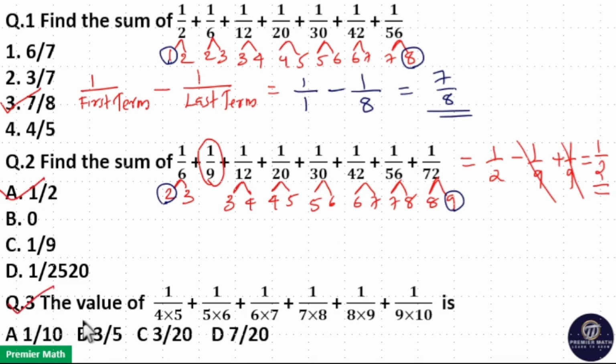In the third question, you can see here first term is 4 and last term is 10. So your answer will be 1 by 4 minus 1 by 10, which is equal to 10 minus 4 is 6, 6 by 40. 6 by 40 is equal to, 2 goes 3 times in 6, 2 goes 20 times in 40, so 3 by 20. Option C is your answer.